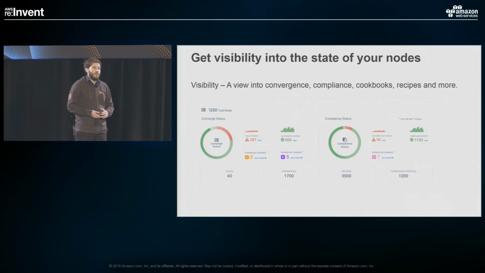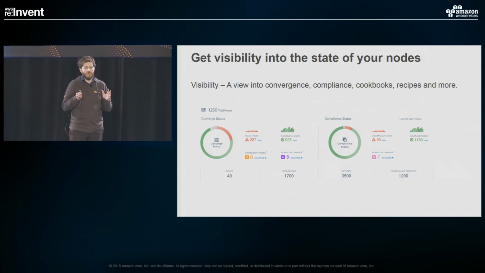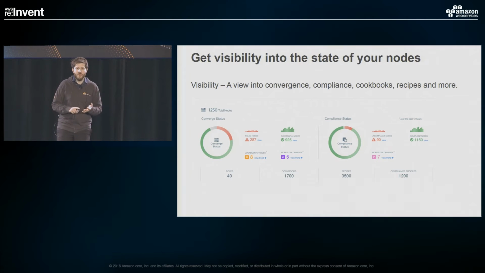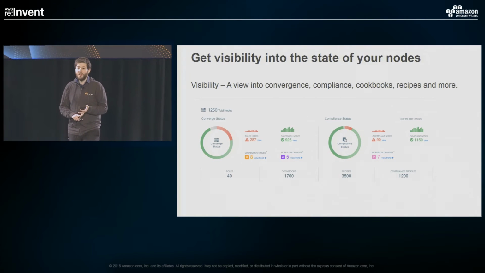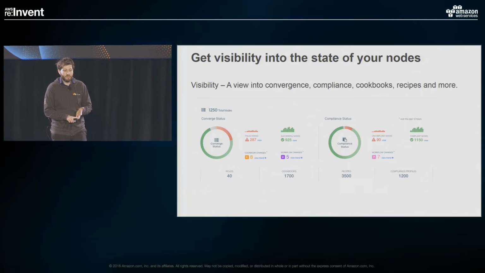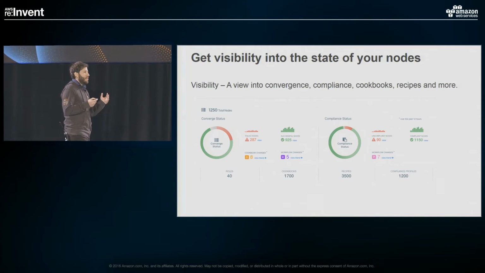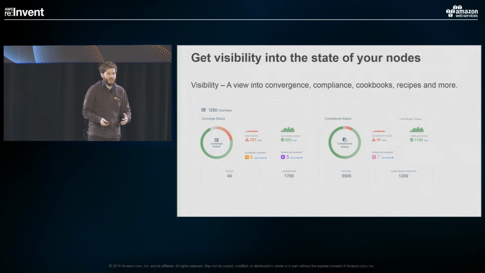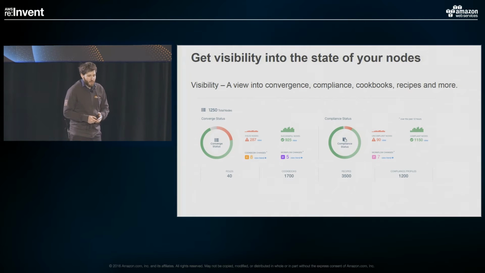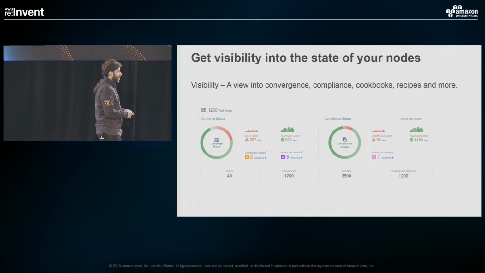Chef also has something called Chef Visibility, which, like the name suggests, provides you with a view into the state of your cookbooks, your recipes, the roles you defined, and most importantly, your nodes. And whether what is defined in the recipes actually meets the state of the running nodes. What Chef calls a converged status, and whether your nodes have been converged.